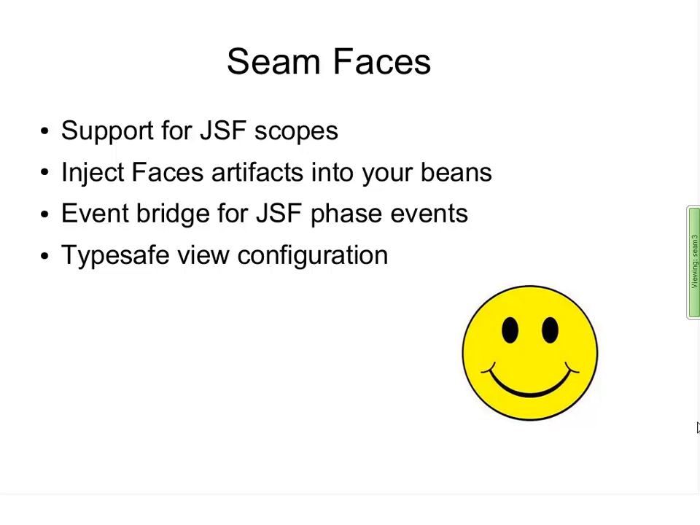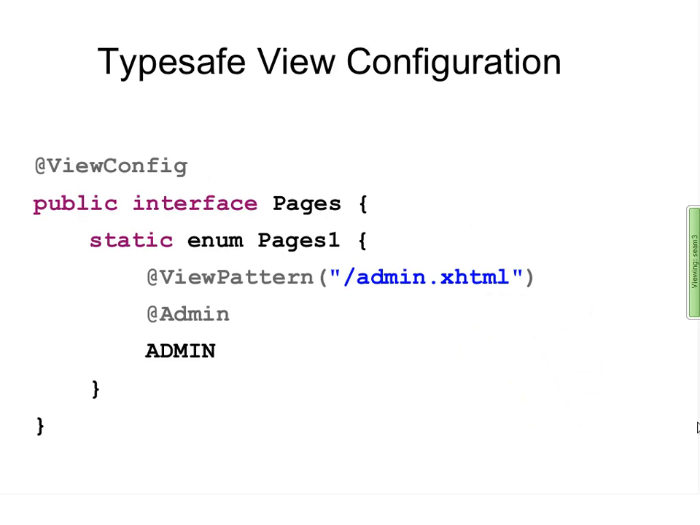We also have what I think is probably the coolest feature in this module, which is type-safe view configuration. That's something that Brian, our Seam Faces module lead, has been working on the last month or so. With this feature, we can create a static enum and annotate its values to configure the views for our application.